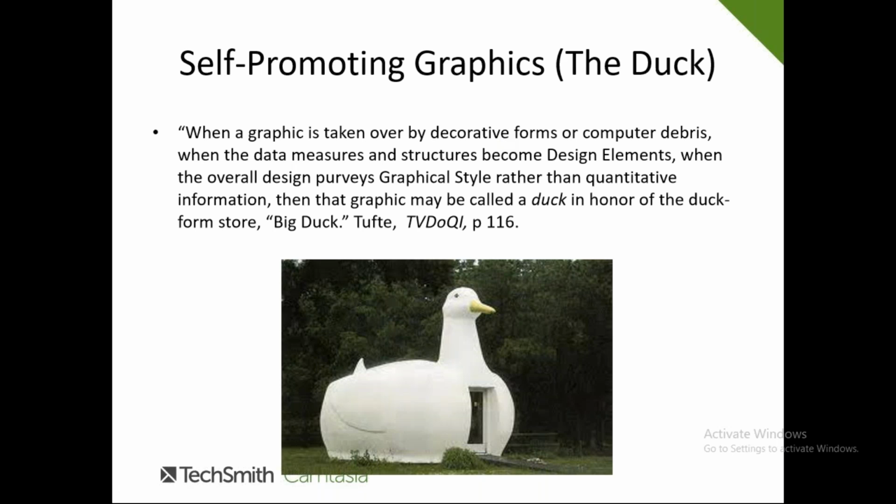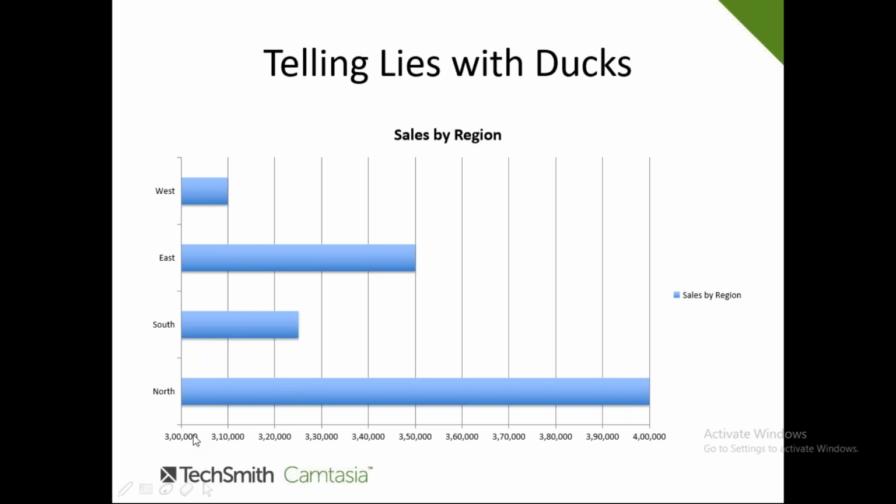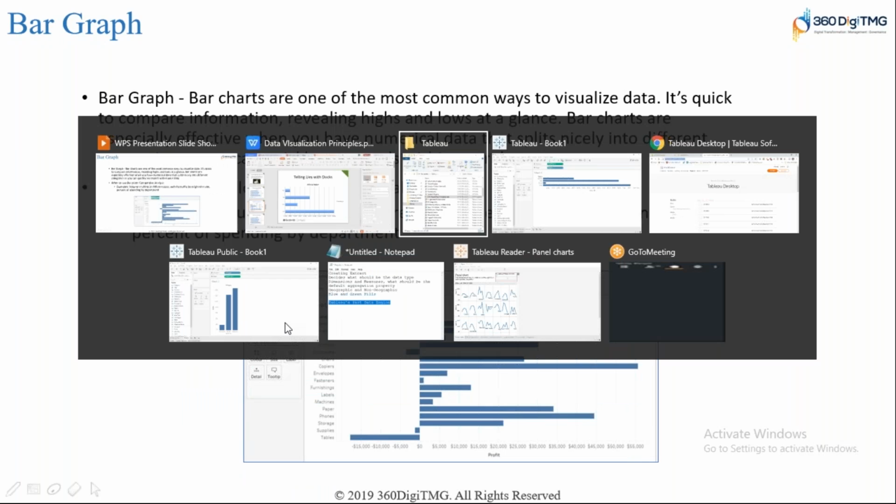Whenever a graphic is taken over by the decorative elements, where we give more importance to the decorative elements or computer debris rather than the actual quantitative information, such visualizations are referred to as ducks. On top of that, if we go ahead and tell a lie through the chart, then that is called telling lies with ducks. Like here you can see, this is the actual sales by region, and by editing the axis, we are telling a completely different story about the data. So that is called telling lies with ducks, which we should ideally not be doing.